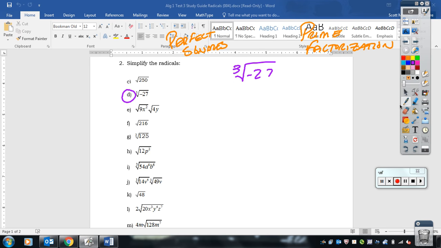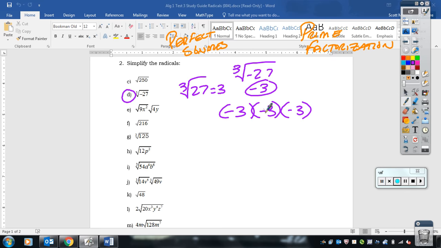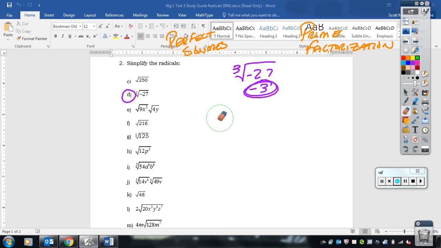D asks us to do the cube root of negative 27. Now the cube root is a little bit harder because it's looking for groups of 3. This is one that you probably should just have memorized for a perfect square or a perfect cube. The cube root of 27 is 3, and the only way for it to be negative is for it to be negative 3. A negative times a negative times a negative is 3 negatives. Since it's an odd number of negatives, these two make 9 times negative 3, which is negative 27. So the answer is negative 3 because negative 3's make negative 27.